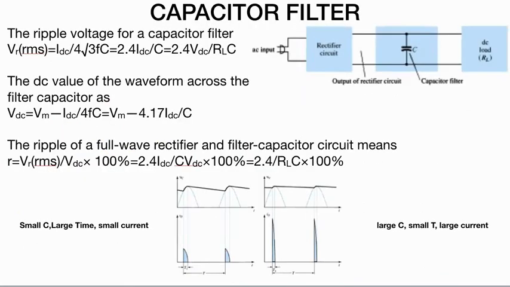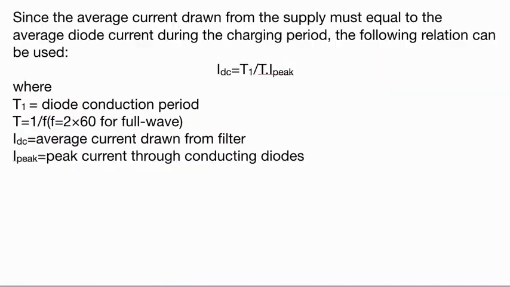For the capacitor filter, VRMS is IDC by 4 root 3 FC, and VDC is Vm minus 4.17 IDC by C. Now VR by VDC will be approximately equal to that. Small C means large time and small current; large C means small time and large current. This is the condition that is being followed.